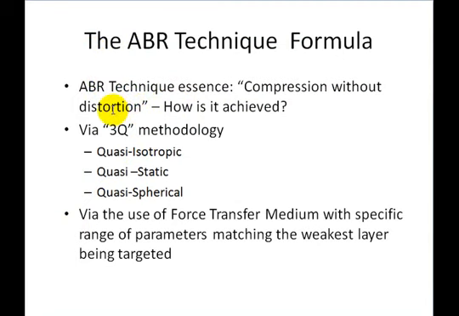And once you understand the prerequisites, the fundamental path to what we want to achieve, I guess the rest is going to come out naturally and quite straightforward. So, because we effectively and intentionally ask the question: compression without distortion, how is it achieved? And the answer is simple. Well, simple but counterintuitive, right? So via the 3Q methodology, the triple Q methodology of ABR.